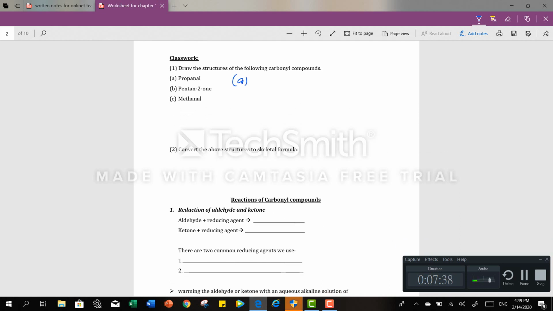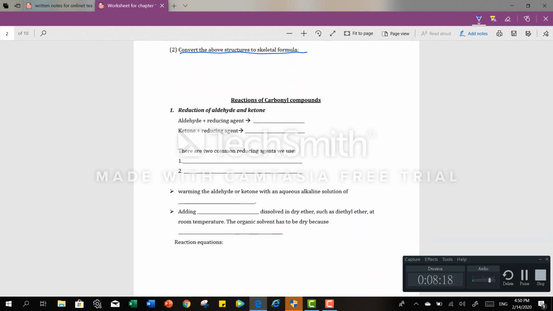Propanol structures. I use the skeletal formula 1, 2, 3. Propanol. Remember when you draw skeletal formula, do not write any hydrogen atom, unless it is an OH group, or COOH group. Pentan-2-ol, 1, 2, 3, 4, 5. 2. 1, 2, 3, 4, 5. Methanol, as I told you, we just have to do this. Convert already. I bet if you know how to write the skeletal formula, you should be able to write the structural formula or display formula, right?